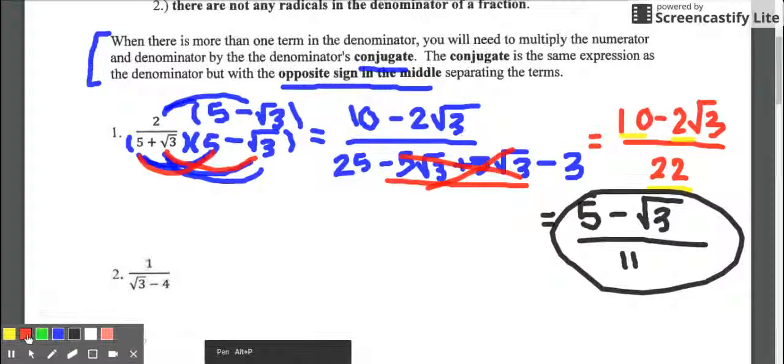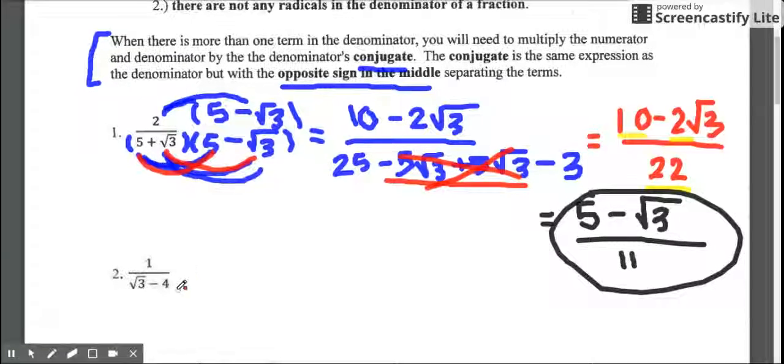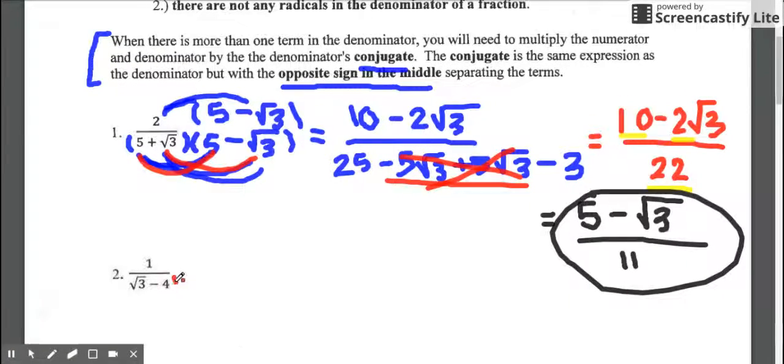So for example 2, maybe it'll go a little quicker. We can take a shortcut. I need to multiply by the conjugate, which is, so I have to close that in parentheses, root 3 plus 4. That's what I'm multiplying this time. Same thing, but I changed the sign in the middle. You do not change any other sign besides the sign that connects them. So root 3 plus 4.